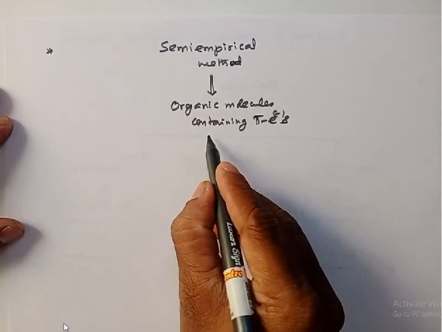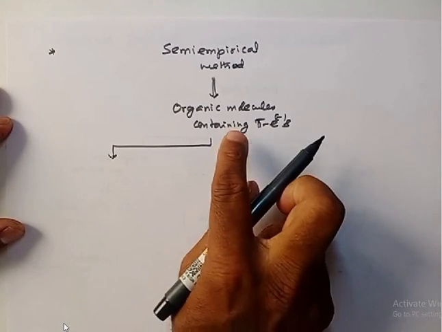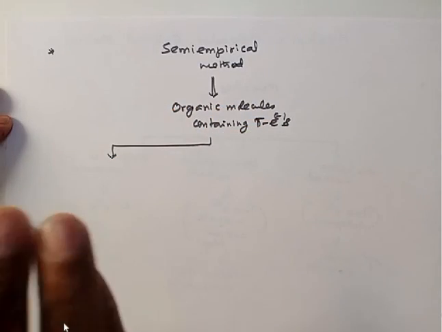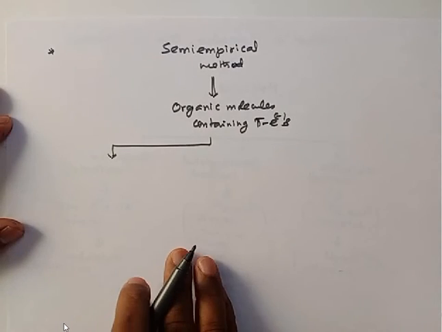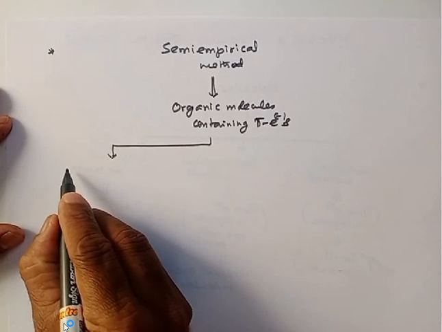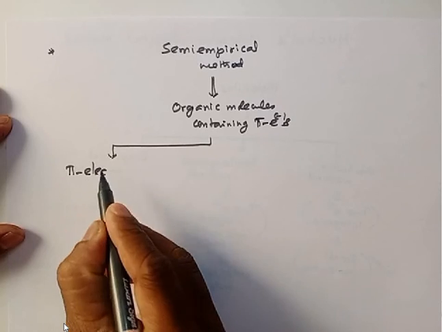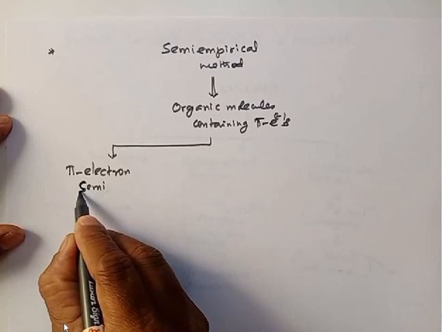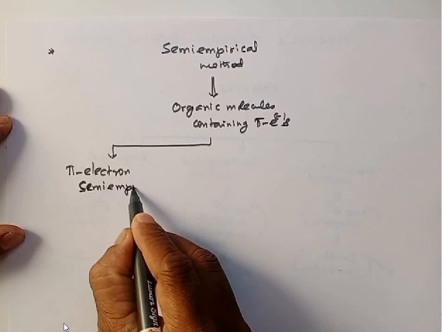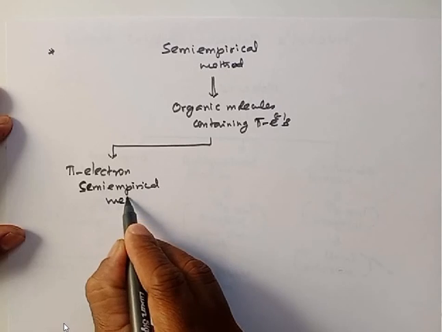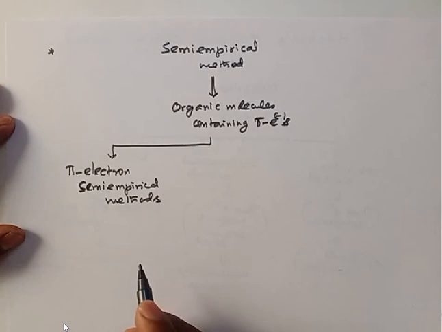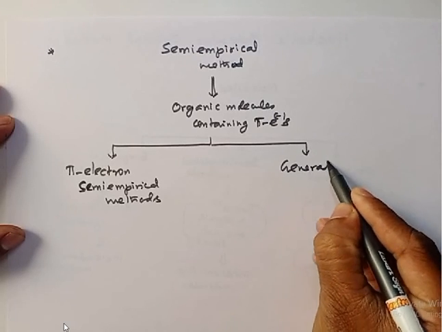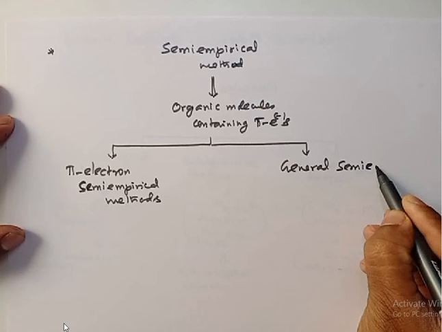So in those days, people considered only the pi electrons of the molecule, and they treated pi electrons separately. So we are going to see pi electron semi-empirical methods first. Pi electron semi-empirical method. And we have another method called general semi-empirical method.